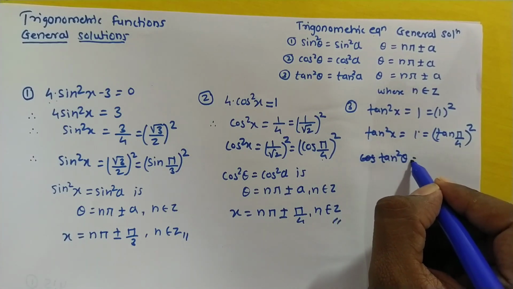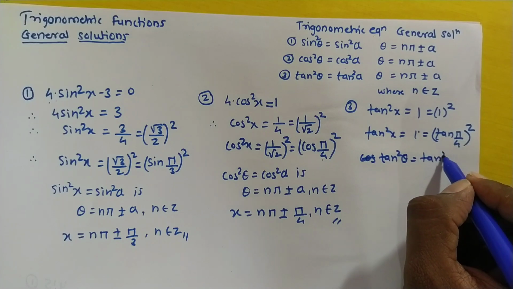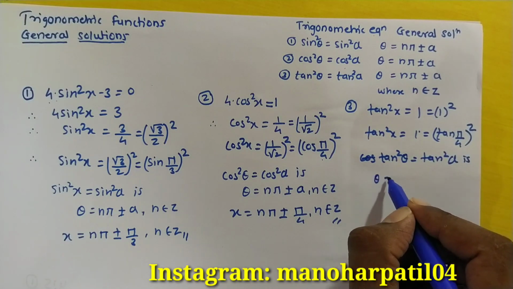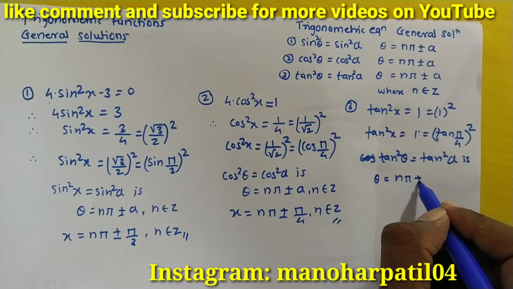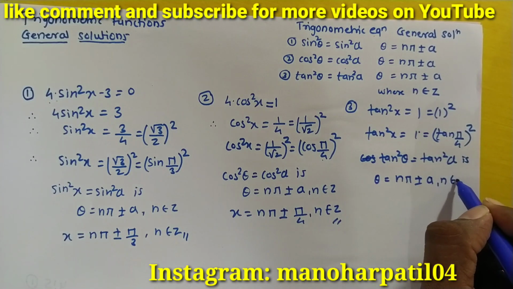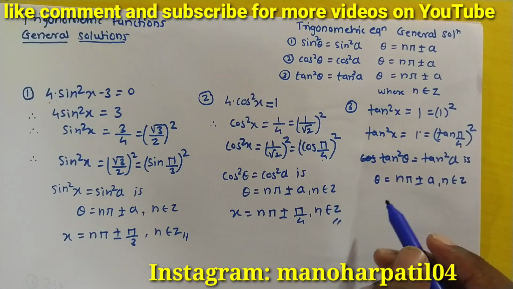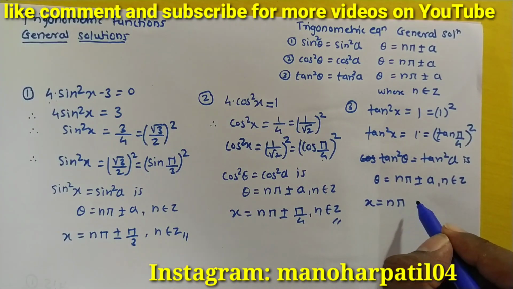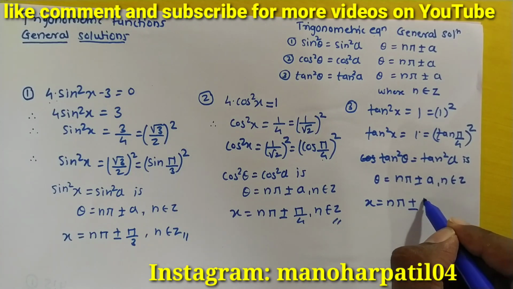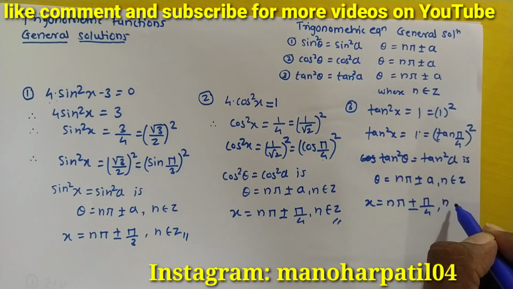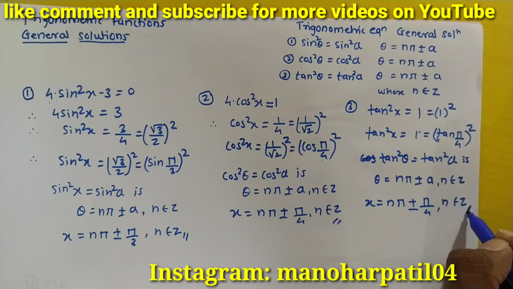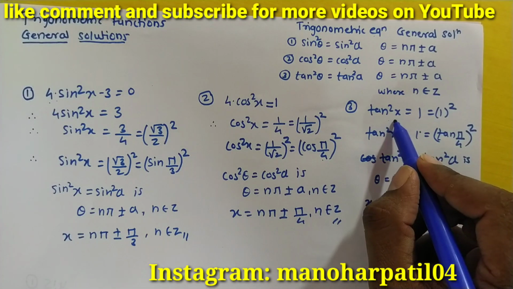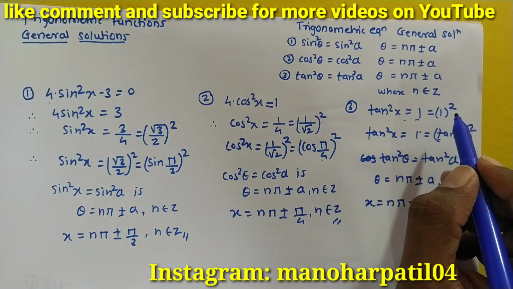tan square theta equal to tan square alpha is theta equal to n pi plus or minus alpha, where n belongs to the set of integers. Therefore x equal to n pi plus or minus pi by 4, where n belongs to the set of integers. So this is the general solution for the trigonometric equation tan square x equal to 1.